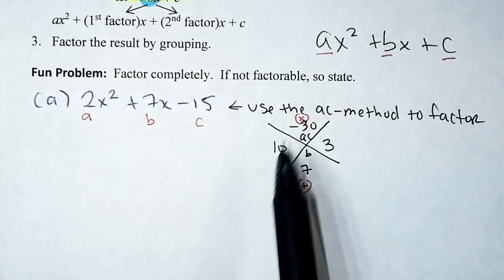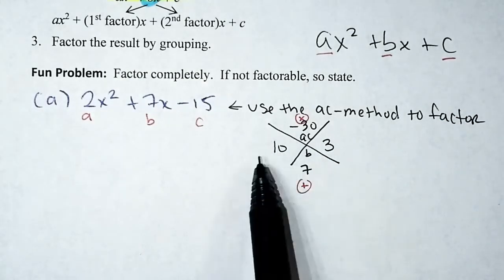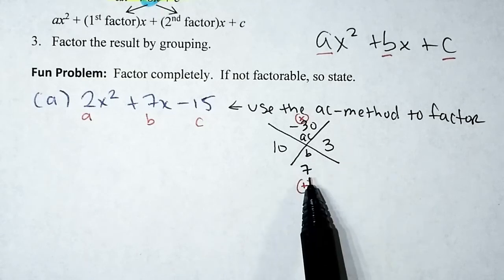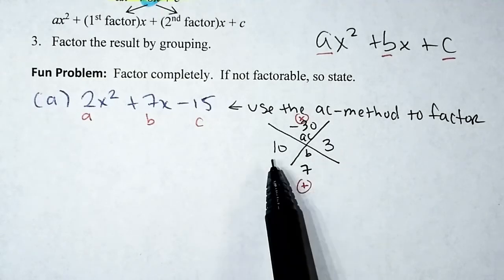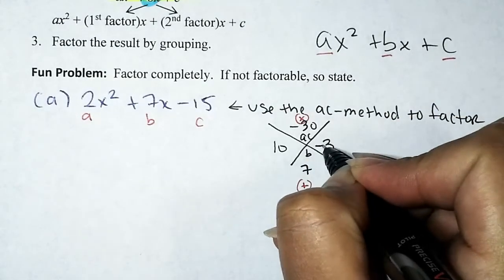And then because the product is negative, one of these will have to be negative. Because the sum is positive, the larger factor needs to remain positive. So let's go ahead and put the negative on the 3.